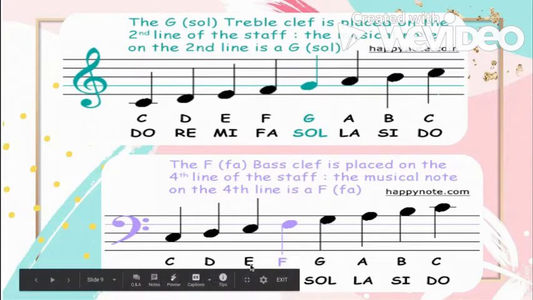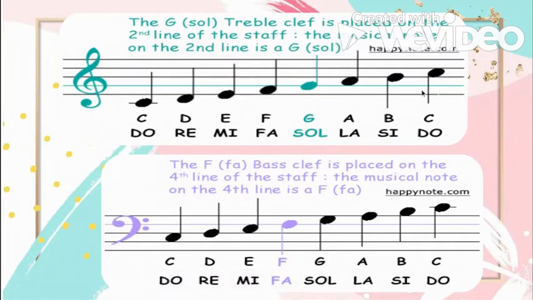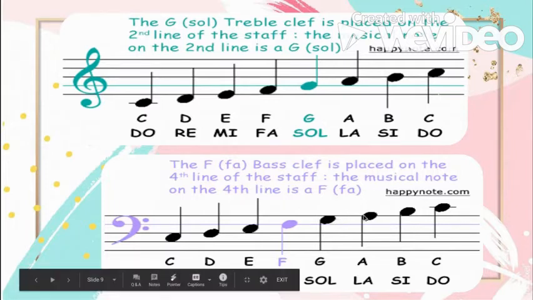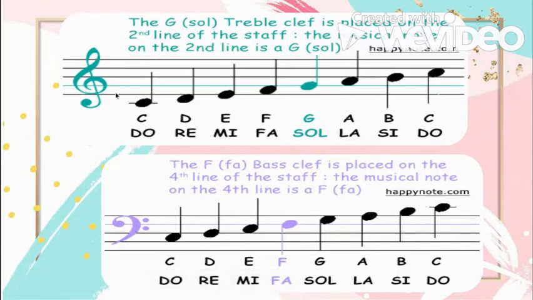But as you can see here, the difference is for the F clef, the F is placed where? The fourth line of the musical staff. Again, class, how are you going to count? For the lines: first, second, third, fourth, fifth. For the spaces: first, second, third, fourth. That's how you are going to read from the lower part to the higher part. That's how you are going to read the musical staff.